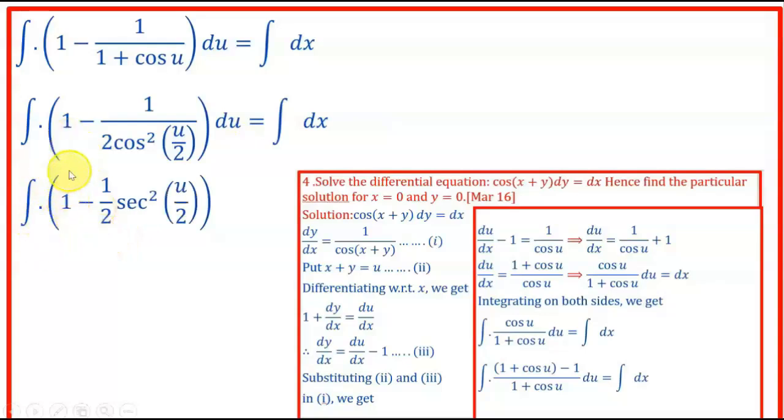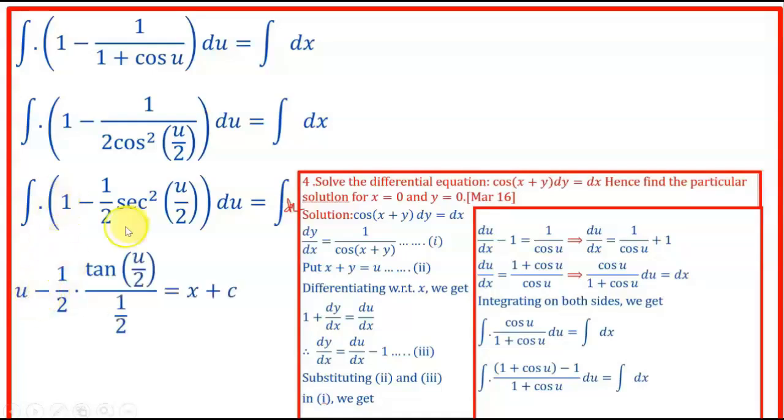That is the integral of (1 - 1/2 sec²(u/2)) du equals the integral of dx, since 1/cos²(u/2) is sec²(u/2). Next, the integral of 1 is u. The integral of sec²(u/2) is tan(u/2) divided by the derivative of u/2, which is 1/2. Next, these 2s get cancelled. The integral of dx is x + c.